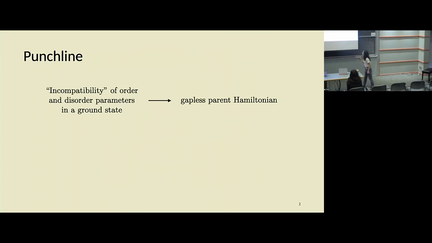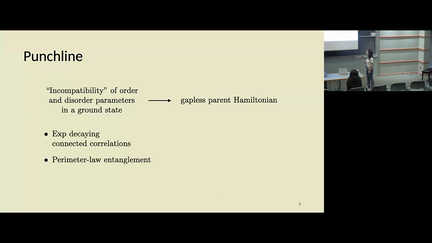Okay. So the punchline of the story is that in certain kinds of quantum states, you can get an incompatibility of order and disorder parameters. And when you have that, the incompatibility means that it's incompatible with any gapped state that we know, and that seems to lead to a gapless parent Hamiltonian, or it could lead to extra spontaneous symmetry breaking, but the particular model that we have seems to have gaplessness.